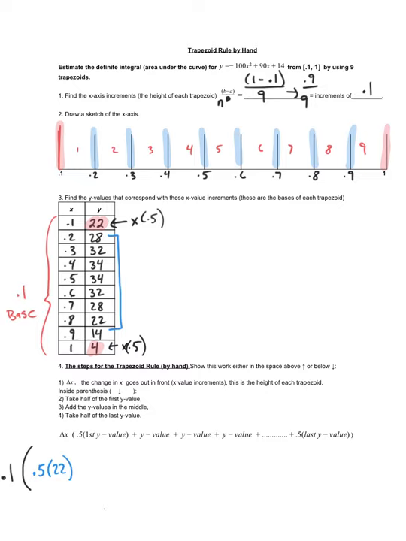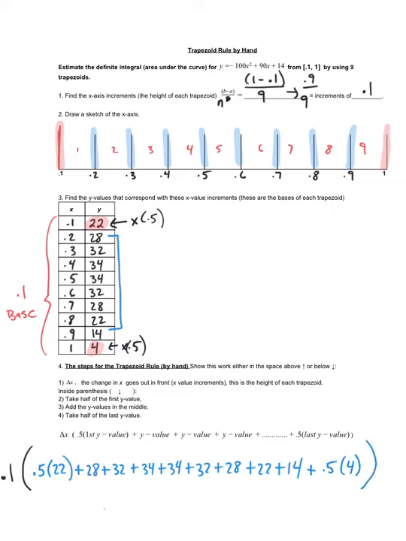All right, so it's going to look like this. Plus 28, plus 32, plus 34, plus 34, plus 32, plus 28, plus 22, plus 14. Those are my heights in the middle. Add it up. I list them once. That's cutting them in half because they're each used twice. And then at the very end, I have half of this last one. So plus 0.5 times 4, my last Y value.